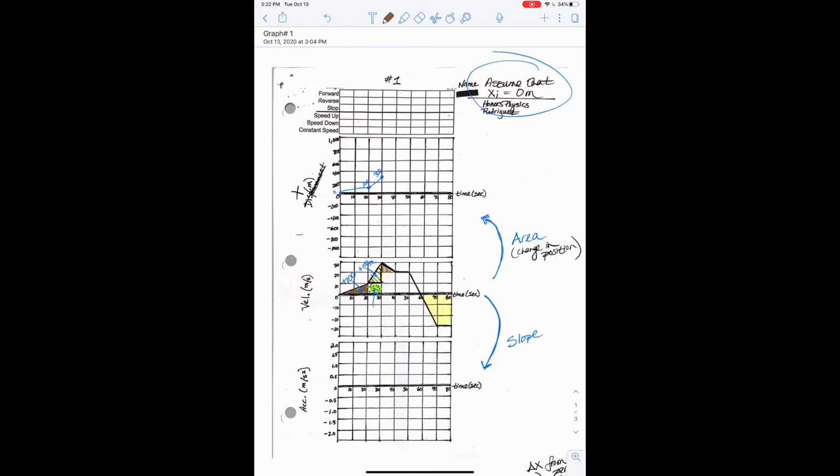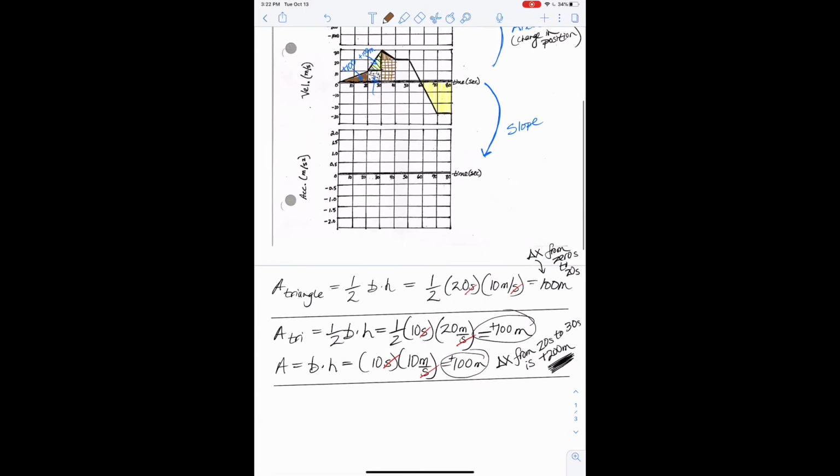We're then going to find the area of this. Let me see if I can do better than that. Let's go this way, horizontal and vertical. All right, and so that rectangle right there. Okay, so let's go ahead and get those calculations.